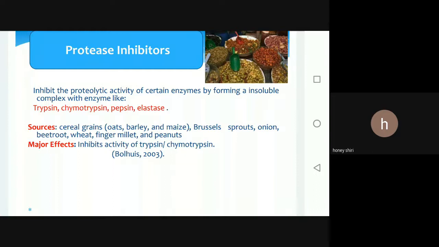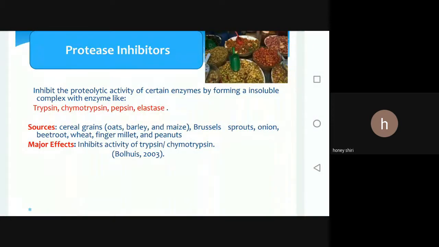And what are the sources of these protease inhibitors? They are the cereal grains. In sprouts you get it. In beetroots you get it, in peanuts you get it, onion you get it. Now you might say, ma'am, we are seeing so many food products which contain protease inhibitors. That means we will not consume them, right? But it's not like that.